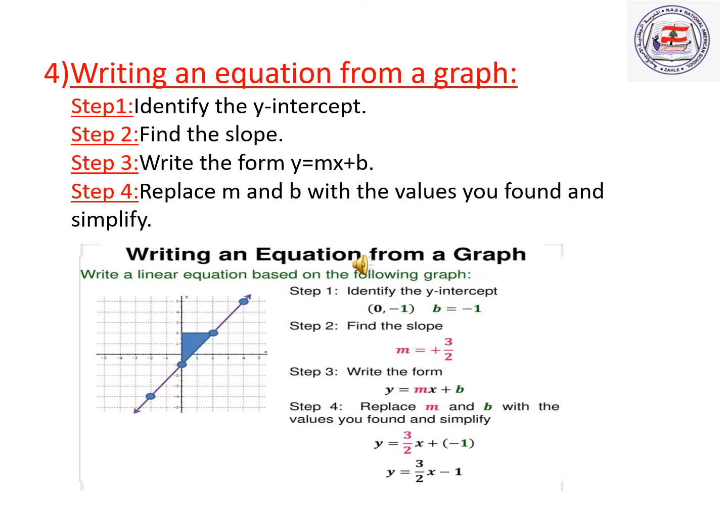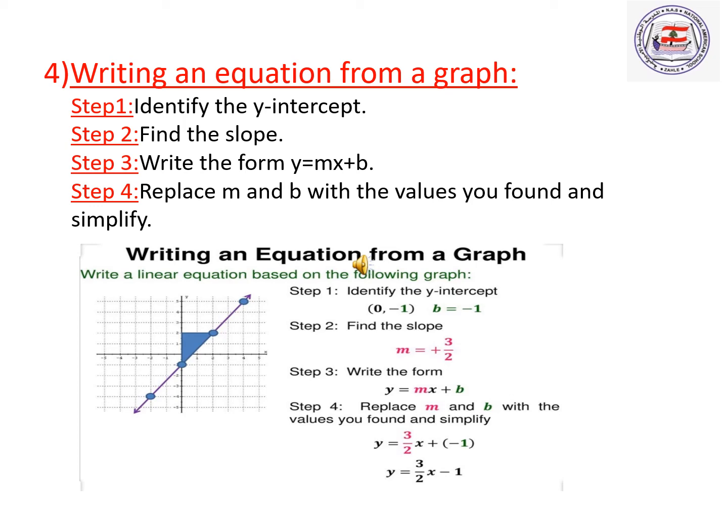Part 4. Writing an equation from a graph. Step 1. Identify the y-intercept. Step 2. Find the slope. Step 3. Write the form y equal mx plus b. Step 4. Replace m and b with the values you find and simplify.